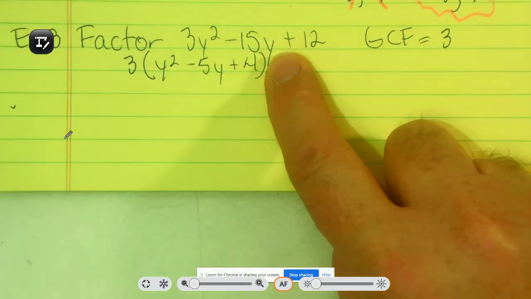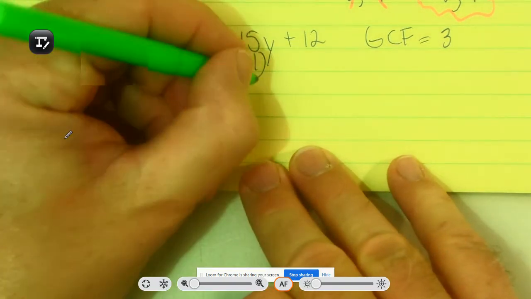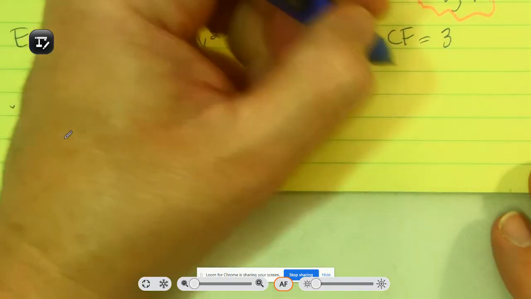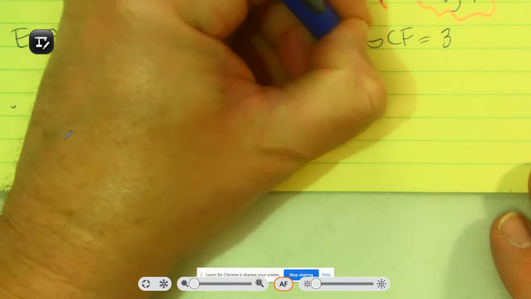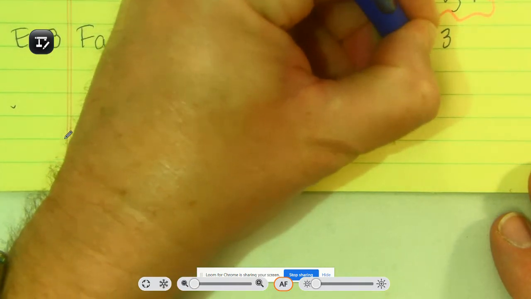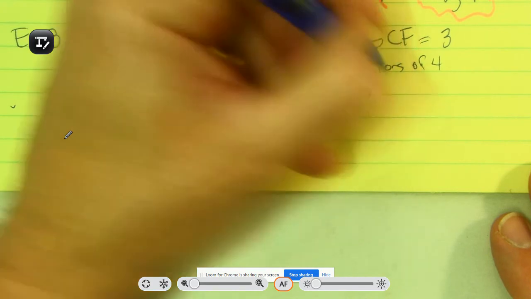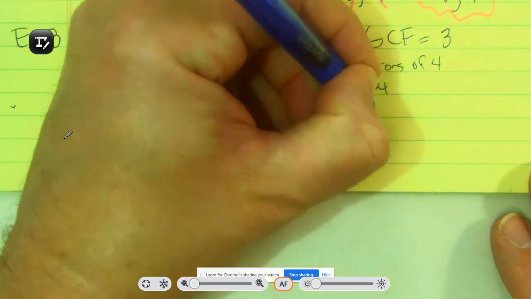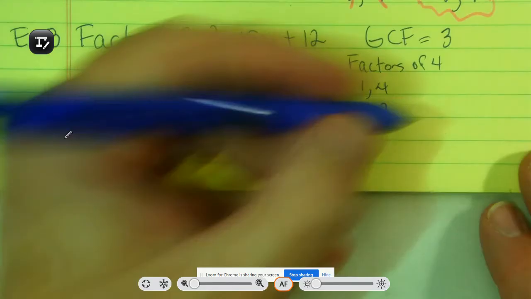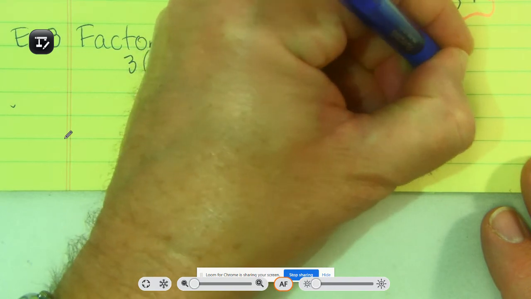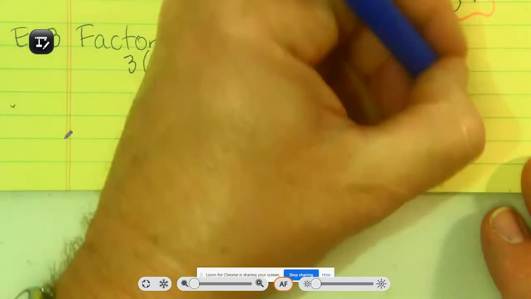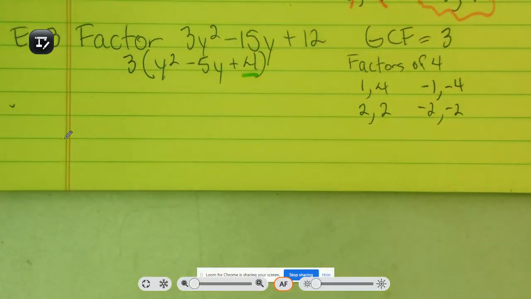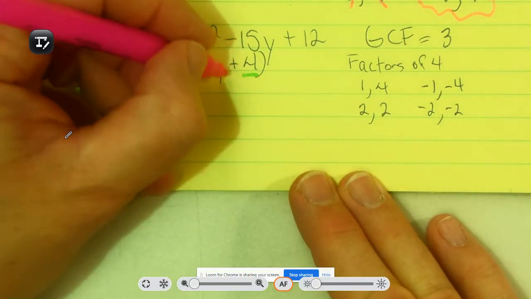Now I want to look at, remember, the third term. I want to write down all the possible factors of 4. So factors of 4 are 1 and 4. And remember, it's positive 4. And also 2 times 2, which is 4. So, okay, let me do my negatives. Negative 1, negative 4, because negative 1 times negative 4 is a positive 4, and a negative 2 times a negative 2. Okay.